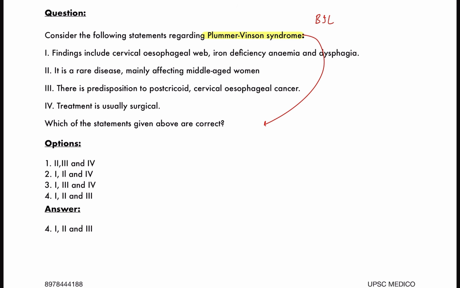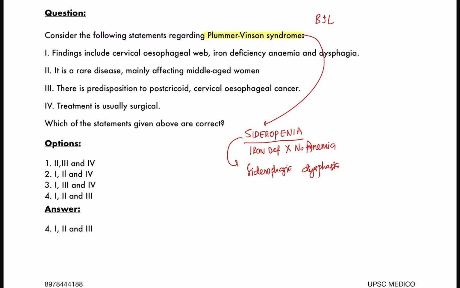When they teach you about Plummer-Vinson syndrome, in one area they are covering just sideropenia. What is sideropenia? Sideropenia means there is iron deficiency, but no anemia. So in this patient, they have sideropenic dysphagia. They're not presenting with iron deficiency anemia. They'll have sideropenic dysphagia.